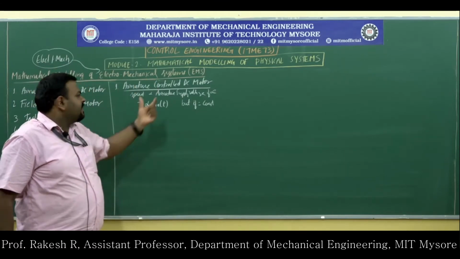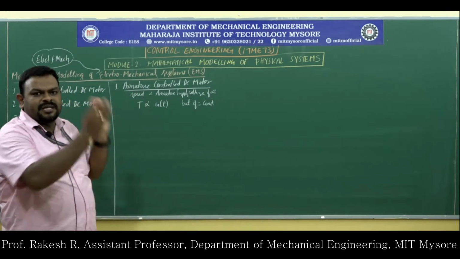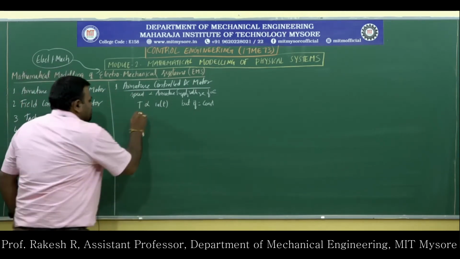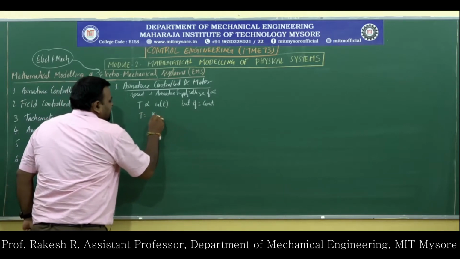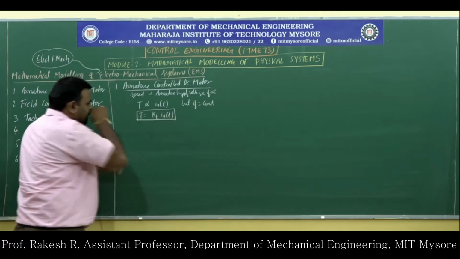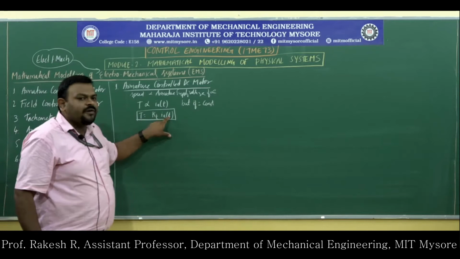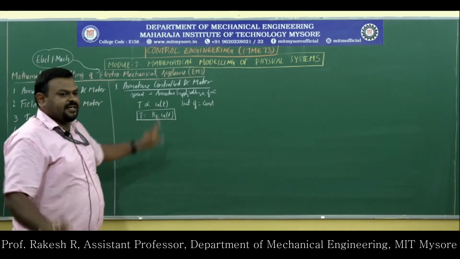Whenever we take up the derivation or mathematical modeling of the armature control DC motor, you will be seeing two circuits. The torque T will be equal to Kt into Ia(t), where T is the torque generated in the motor, Kt is the constant of proportionality or torque constant, and Ia(t) is the armature current.